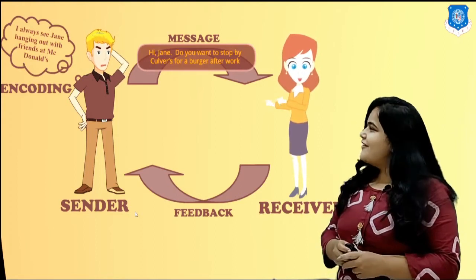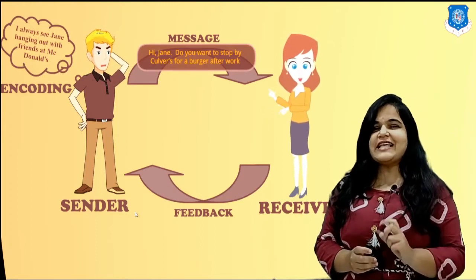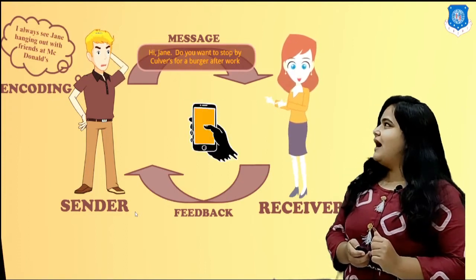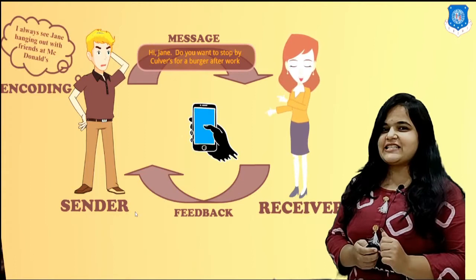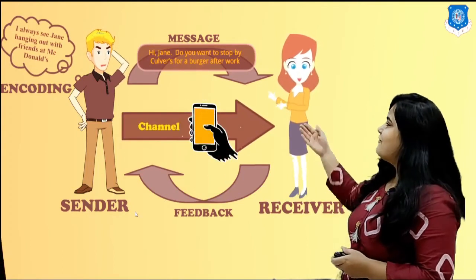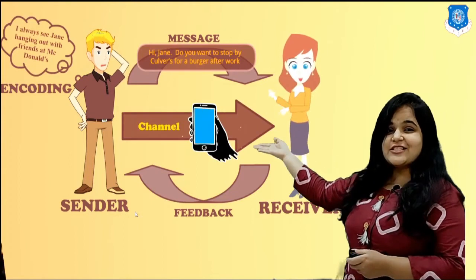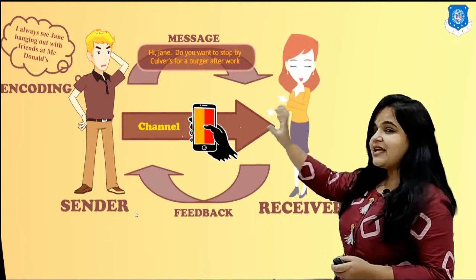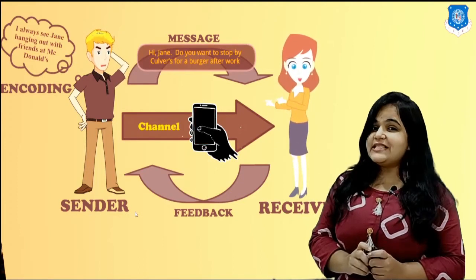Okay, so here our John also thought all this and encoded a message and sent this message to Jane. But how? He texted the message. This text or the mobile phone is something which is known as a channel. This is our important element, the channel, which is used for sending the communication from sender to receiver.